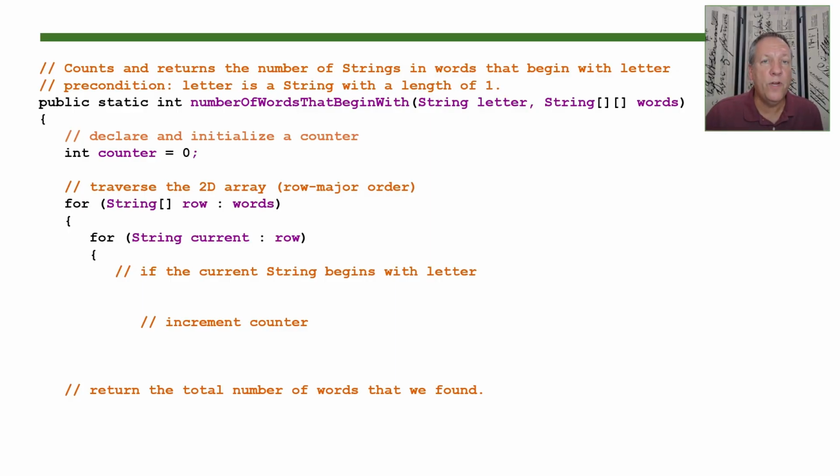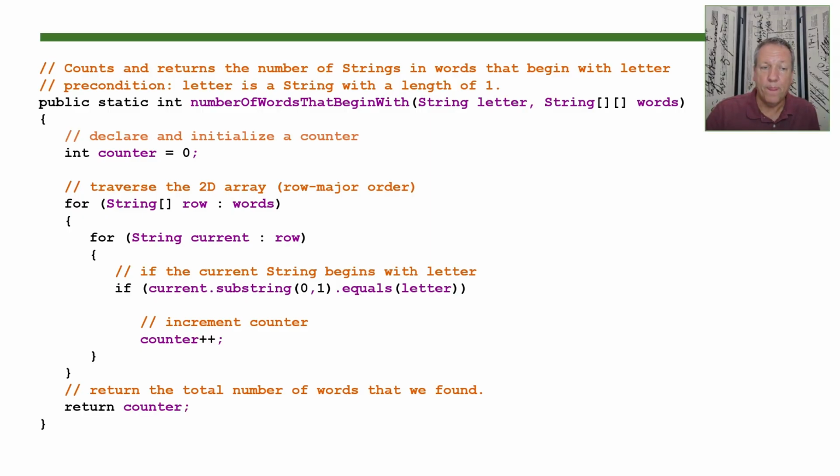We'll traverse our 2D arrays, again using enhanced for loops. We'll check to see if our current string begins with letter. We'll do this by using the substring method and the parameters 0, 1 to extract the first letter of current, and then we'll use the dot equals method to compare it to the letter parameter. If this is true, go ahead and increment our counter.